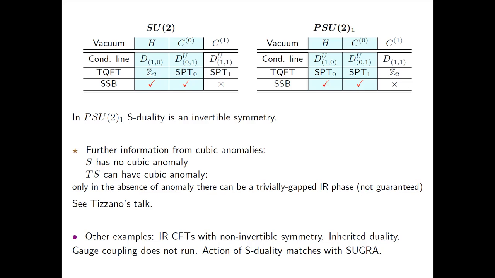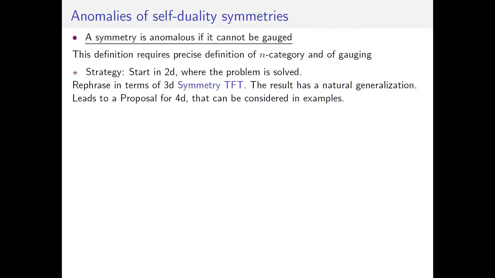Okay, so if not, let me move very quickly to the last topic, which is trying to understand anomalies of self-duality symmetries. As I explained, the definition that I want to use is that a symmetry is anomalous if it cannot be gauged. But of course, in order to use this definition, one needs a precise definition of what the higher category is that describes the symmetry of the quantum theory, and also a precise definition of what gauging is, because now we have to deal with these non-invertible symmetries. And in two dimensions, this is understood, but in higher dimensions, this is not yet fully understood. So it seems difficult to apply this strategy.